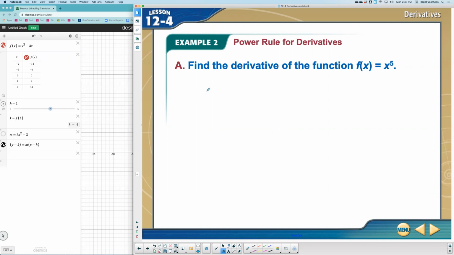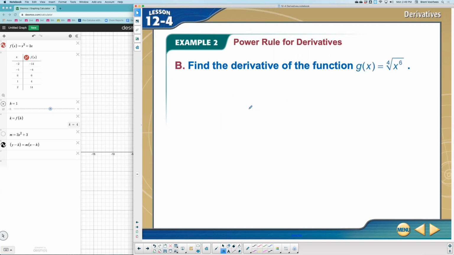It says find the derivative of the function f of x equals x to the fifth. The power rule is simply that if you're looking for the derivative, you take your power and it multiplies times the constant in the front. So this would be 5x, and then the power, you just subtract by 1. So 5 minus 1 is 4. And that would be the derivative of this function, which would find our instantaneous velocity or rate of change, such as we were finding last lesson.